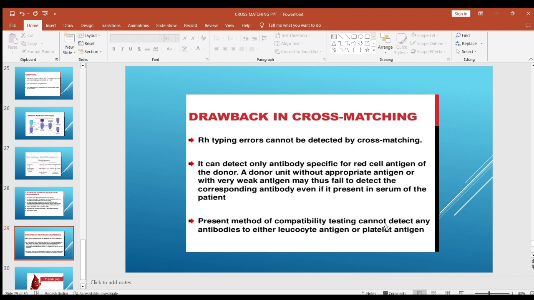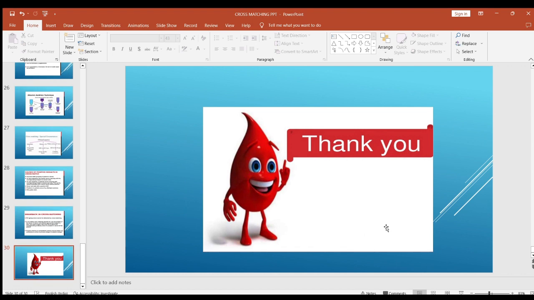And what are the drawbacks of the cross matching test? They include: Rh typing errors cannot be detected by cross matching. Next, it can detect only antibody specific for red cell antigen of the donor. A donor unit without the appropriate antigen, or with a very weak antigen, may thus fail to detect the corresponding antibody even if it is present in the serum of the patient. Next, the present method of compatibility testing cannot detect any antibodies to either leukocyte antigen or platelet antigen. Thank you.